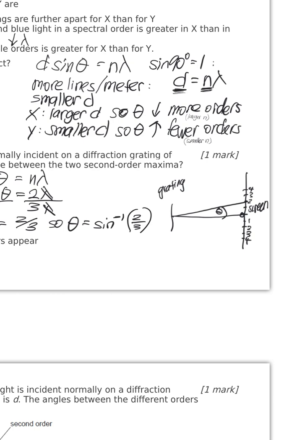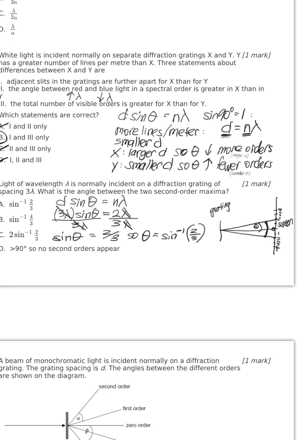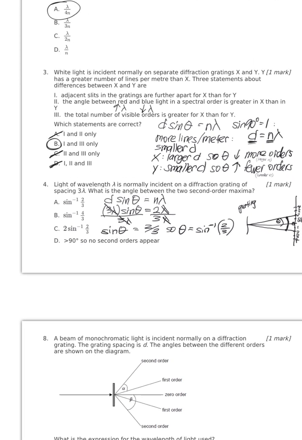So it's not just that one maximum, it's the other one as well, and it wants the angle between those two maxima. So theta that we solved for is sine to the negative 1 of 2/3, but we want to double that to get from one second order maximum to the other one. So it is 2 sine to the negative 1 of 2/3. So that is choice C.